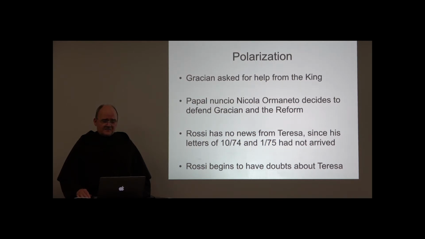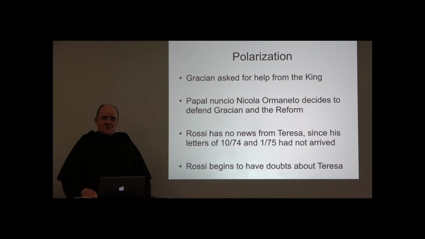Rossi, at this point, was desperate for news of what was happening in Spain with the reform communities. He had sent letters to Teresa in October of 1574 and January of 75 asking for a clarification. He was basically saying, you know, I'm hearing conflicting reports about what's going on. What do you see? How can I help? But sadly, those letters did not arrive. Teresa never got them, so she was not able to reply.